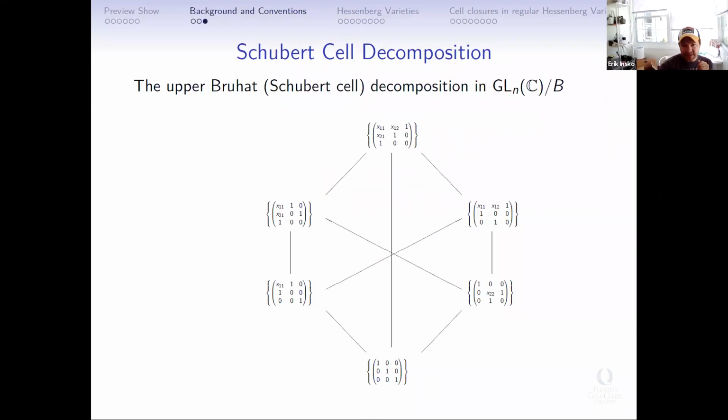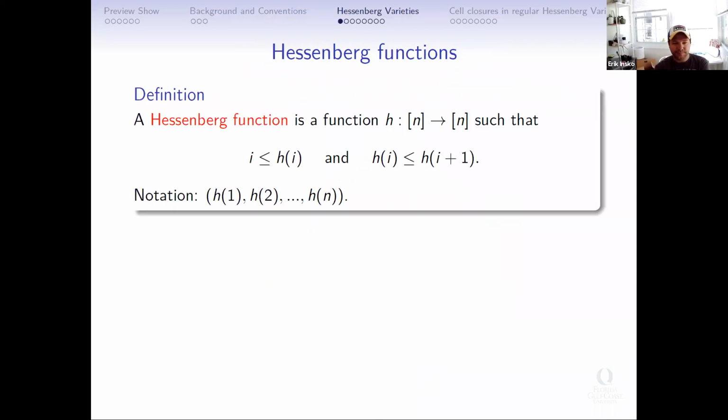Okay, so this is the last time I'm actually going to show you the cells. From now on, I'll just write the permutations, but know that those permutations are indexing some cell in our Bruhat decomposition. Okay, so now we're ready to define the main characters in this paper, and that is Hessenberg varieties.